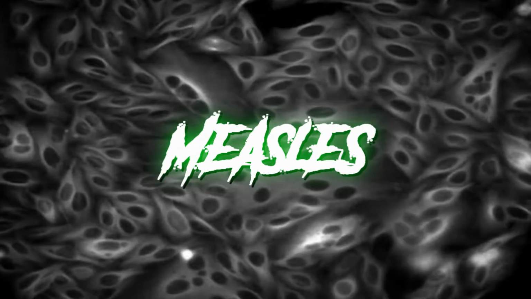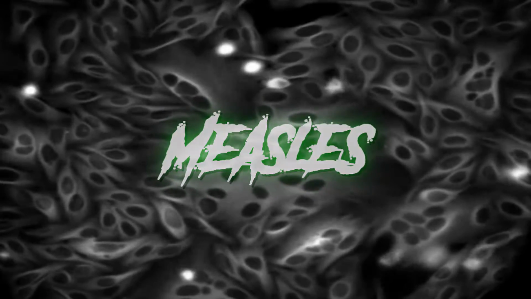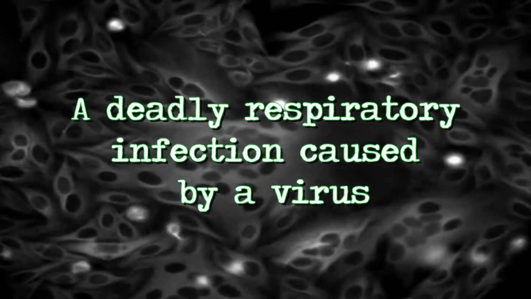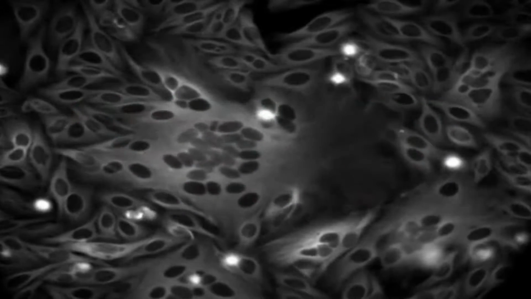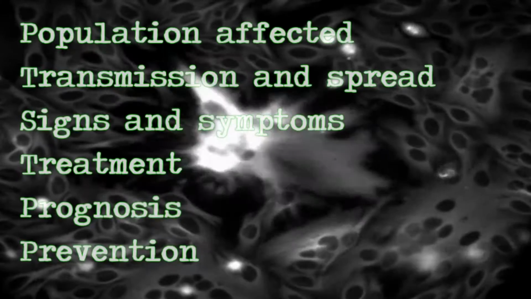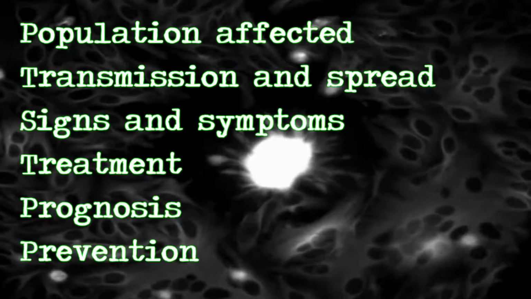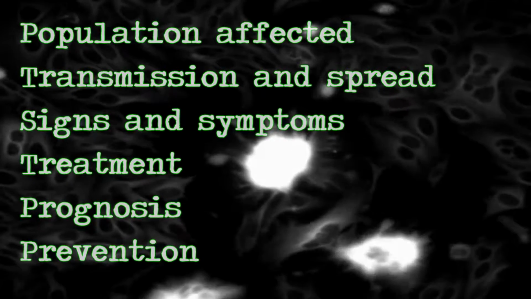Measles, also called rubella, is a highly contagious and potentially deadly respiratory infection that is caused by a virus. Today we will explore all aspects of measles, including population affected, transmission and spread, signs and symptoms, treatment, prognosis, and prevention.